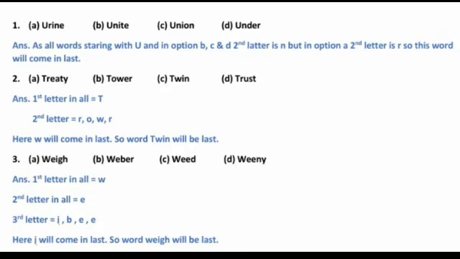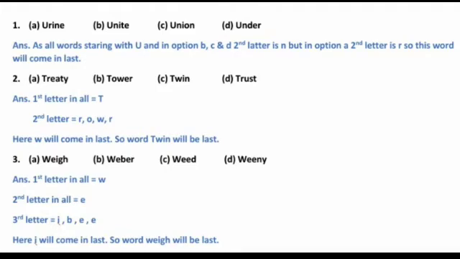In question number 2, the 4 words given all have the first letter T. The second letters are R, O, W and again R. As we can see, W will come last, so the word twin will be the last word. Now in question number 3, all the 4 words have the first letter W, the second is E, and the third is I, then B, then E, then E.